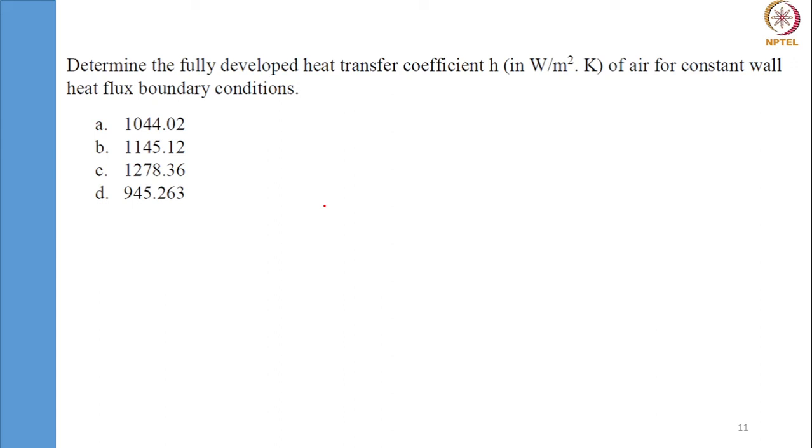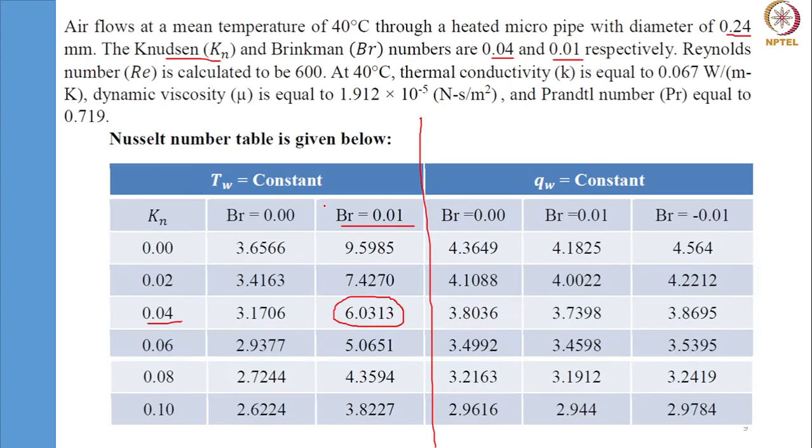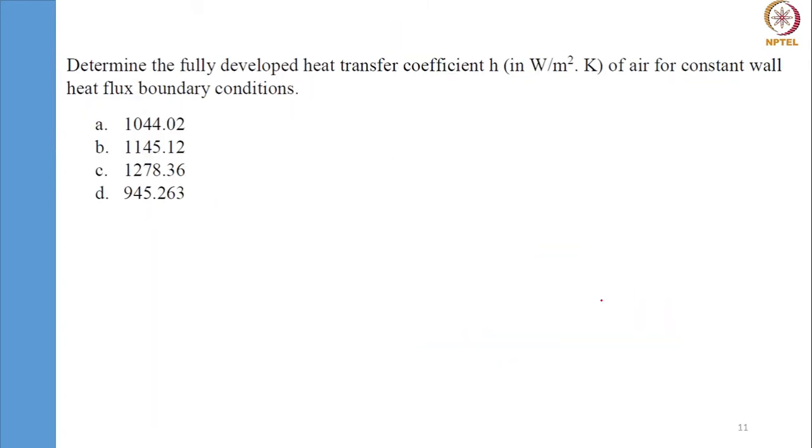Okay. When we have a constant heat flux boundary condition, again we are going to find out the Nusselt number from the other side of the table. When we have a Knudsen number of 0.04 and Brinkmann number as 0.01, that comes out to be 3.7398. So this is our Nusselt number.